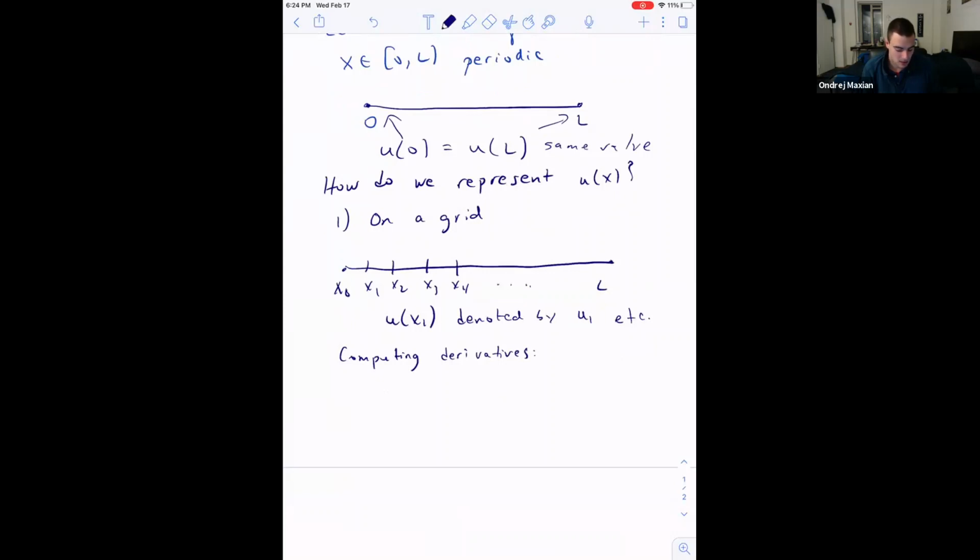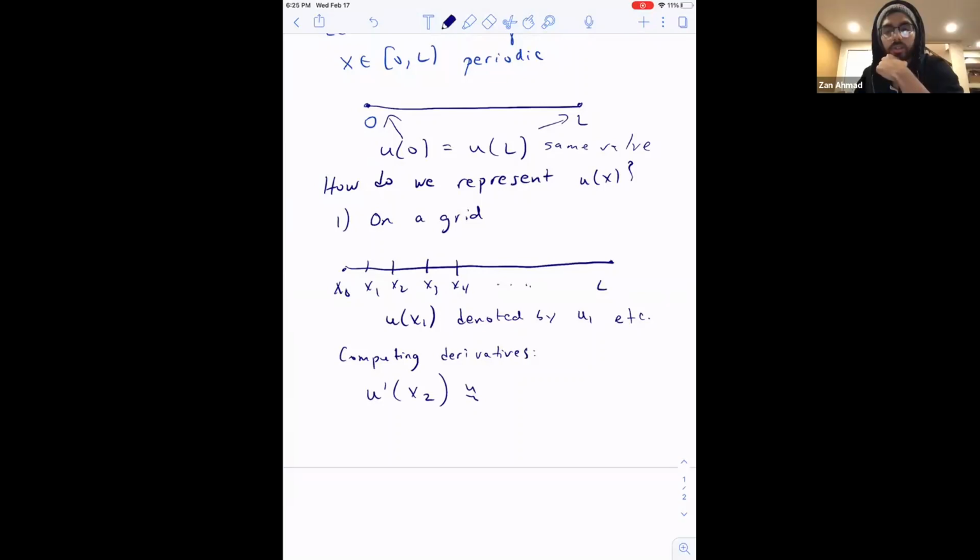Does anybody know what's an approximation if I want, let's say, the derivative u prime at x2? Can somebody tell me what's an approximation for that? You can do a difference quotient. That's right. Okay, Yun Chang says this. So difference quotient is right.